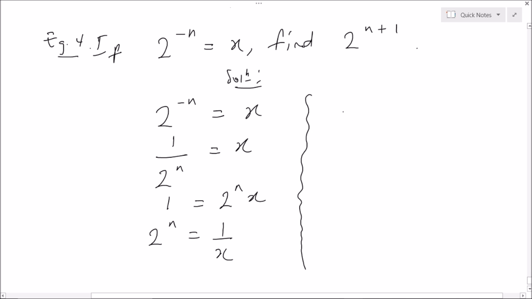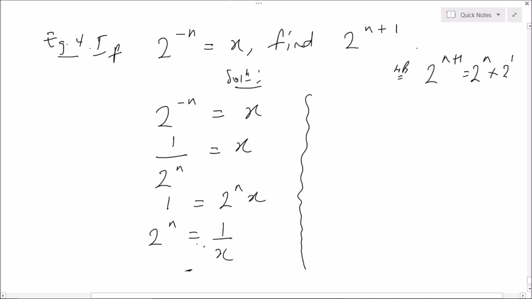Now we take note that we want to find 2 raised to the power n plus 1, and what we have here is 2 raised to the power n is equal to 1 over s. So we take note that 2 raised to the power n plus 1 is the same as 2 raised to the power n times 2. That is, using our first law of indices, 2 raised to the power n plus 1 is the same as 2 raised to the power n times 2. Let's note that 2 is the same as 2 raised to the power 1.